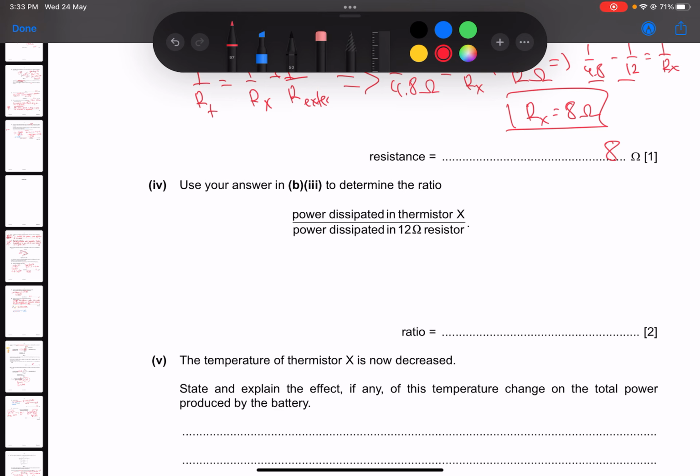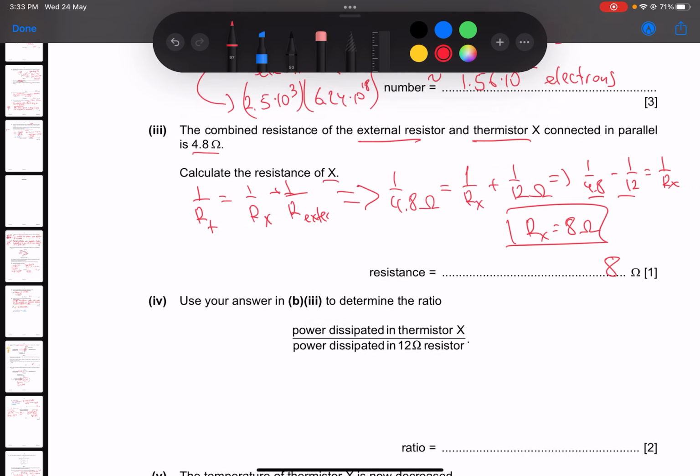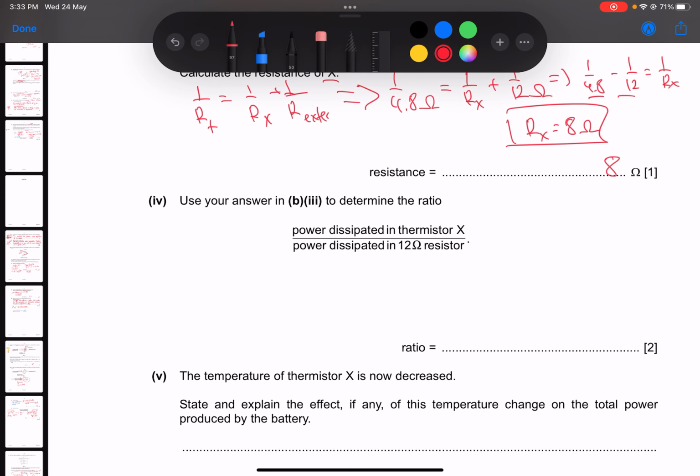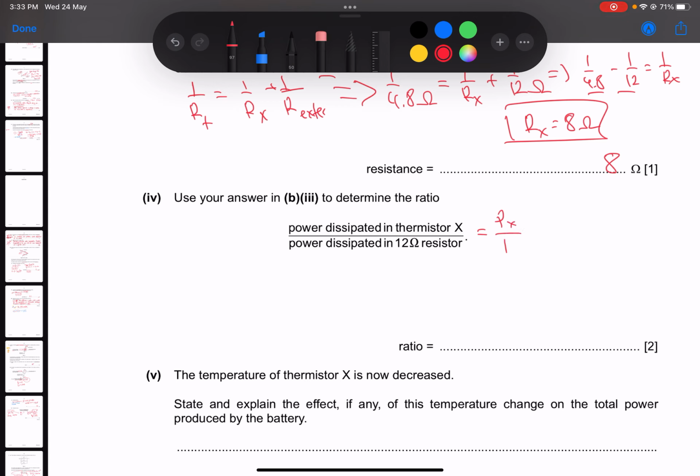All right, so use your answer in B3, the previous question, to determine the ratio of power. So we have to simply find the power of x over the power of the 12 ohm resistor. What is the formula for power? Power equals IV, I call it VIP actually: voltage times current equals power. We have Ohm's law, so resistance equals V over I. When you arrange it in terms of I, you get V over R.